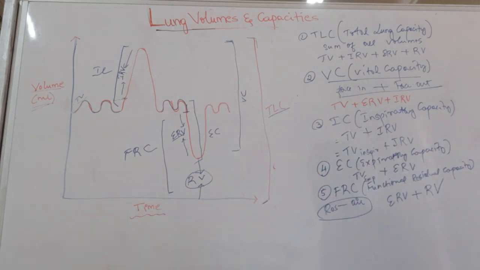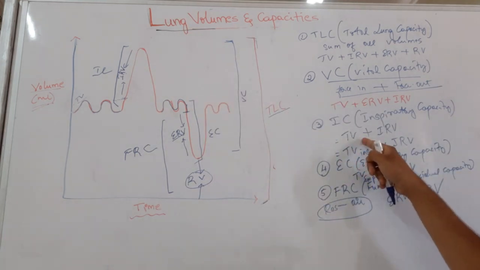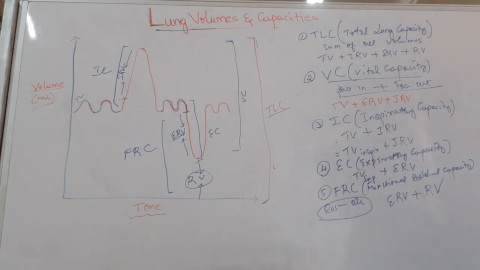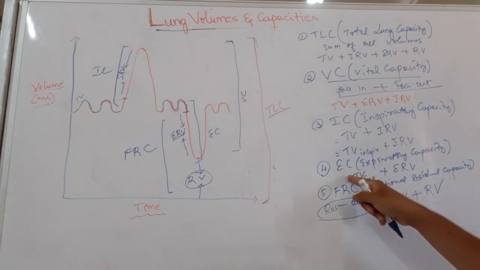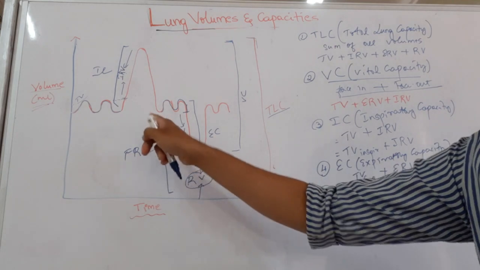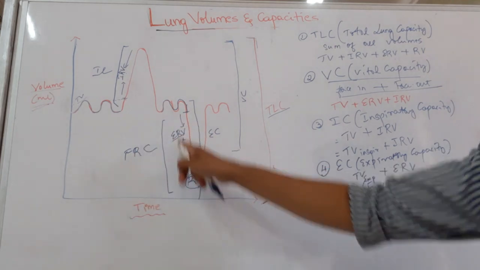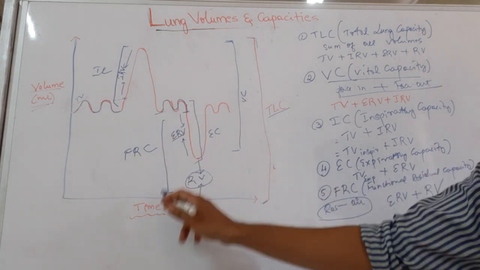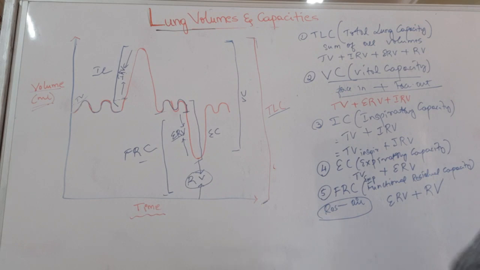Inspiratory capacity refers to the maximum amount of air that can be inspired, which is the tidal volume and the inspiratory reserve volume. Expiratory capacity is the amount of air that can be expired, that is the tidal volume plus the expiratory reserve volume. And we have functional residual capacity, which is the air remaining in the lungs after normal breathing, equal to expiratory reserve volume and the residual volume.